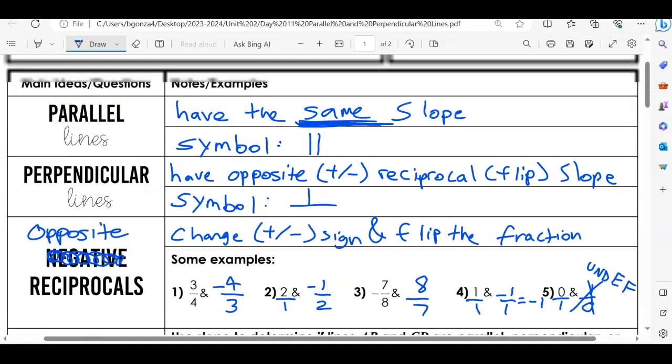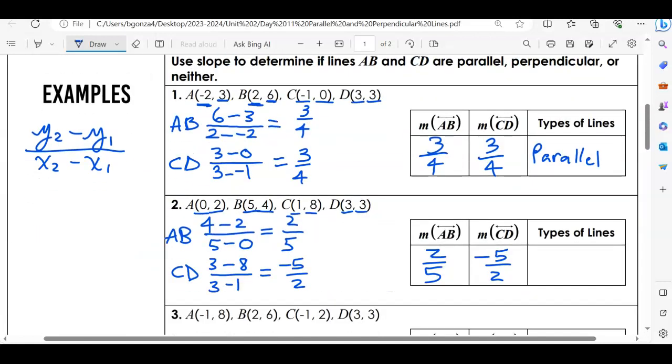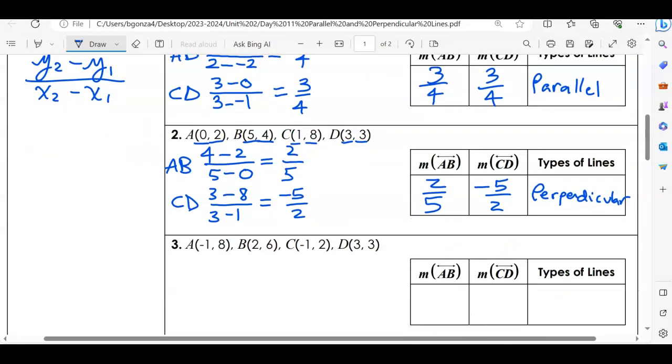Did everyone see that up here at the top? Perpendicular is when you change the sign, flip the fraction. Okay? So let's go ahead and write that in right here for the third one. Perpendicular. All right? Does it make sense? But I want to make sure you do number 3. So everybody, ready? Let's do number 3.